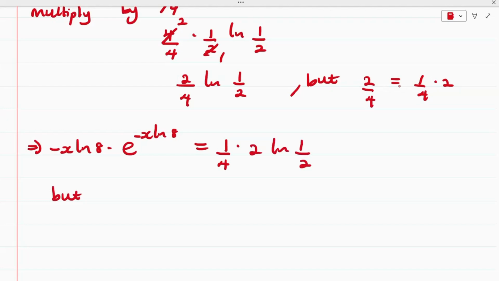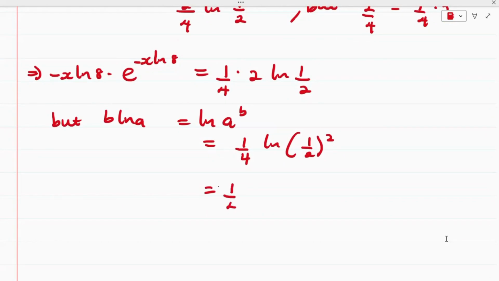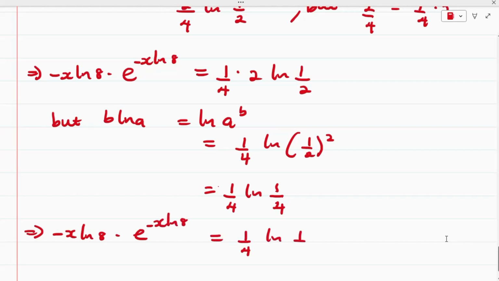So we have this right here. But from the logarithmic property, we know that if we have b ln of a, this is equal to ln of a raised to the power of b. So from here, we have the right hand side of the equation to be 1 over 4 times ln of 1 over 2 all squared. Okay, so this is equal to 1 over 4 ln of 1 over 4, since 1 over 2 squared is 1 over 4. So therefore, we have that minus x ln of 8 multiply e raised to the power of minus x ln of 8 is equal to 1 over 4 ln of 1 over 4.